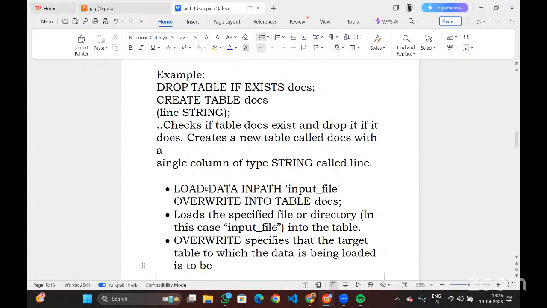So you're overwriting this particular file into the table called document. Okay, already you have created a document table with a single column. So you're overwriting the table with the input file. So you can give your own file name. Overwrite into table.